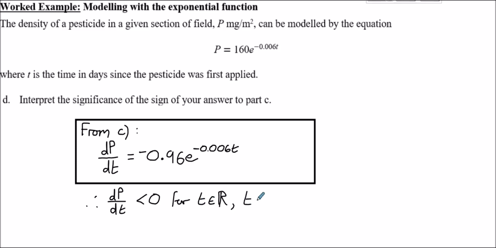Bit of notation here. For any real number t where t is greater than 0, and if a gradient is always negative, that's just another proof that it's a decreasing function. And so p is a decreasing function. The density of a pesticide is going to decrease all the time. So in plain English, to just communicate this, we just need to write down that the density of pesticide is ever decreasing.